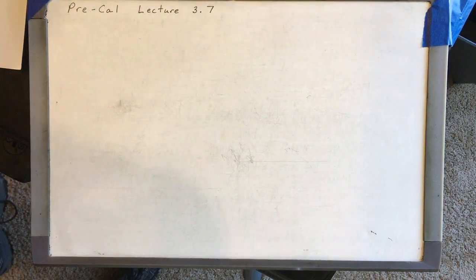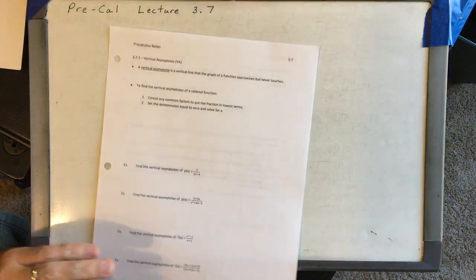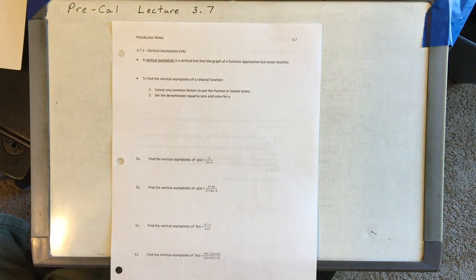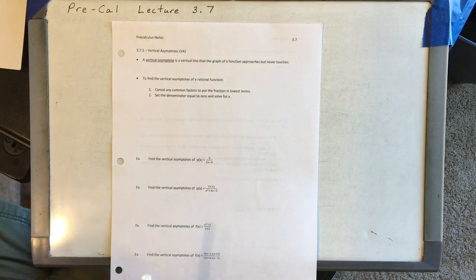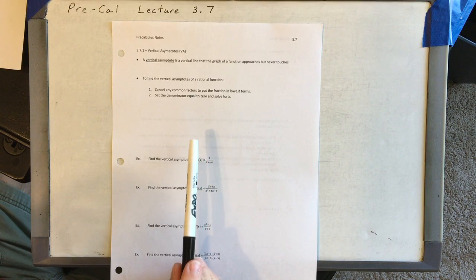All right, this is pre-cal lecture 3.7. You will just need to get your 3.7 notes out, and we'll go through those. So it's about vertical and horizontal asymptotes.